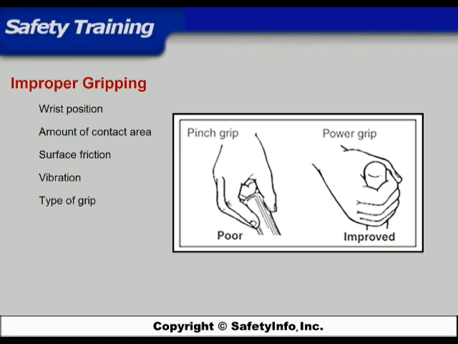Improper gripping of material or tools can create significant stress on the hands and the wrist. Factors that may contribute to increasing gripping hazards are wrist position, the amount of hand surface area used, surface friction, vibration, and type of grip. This applies not only to holding the tool, but also moving material, using hand controls, and gripping other objects.